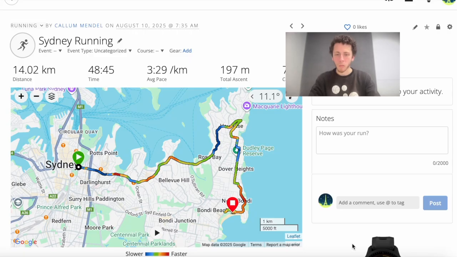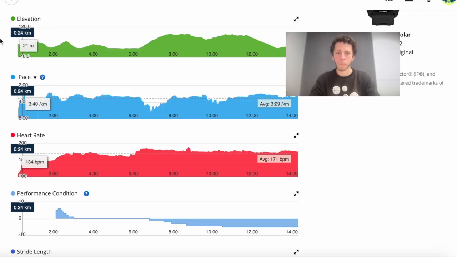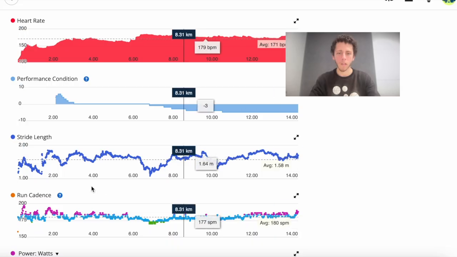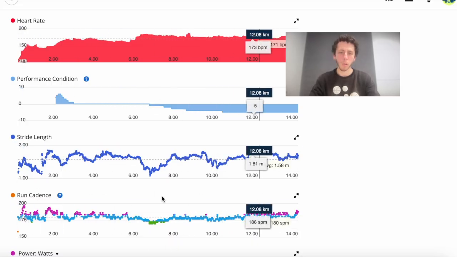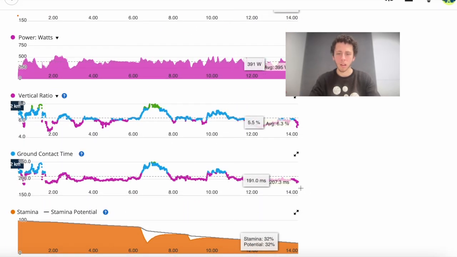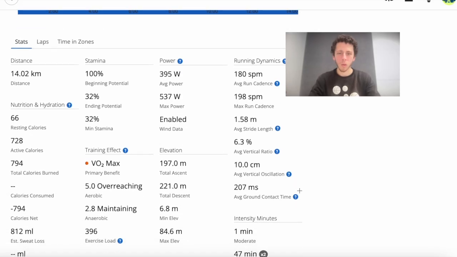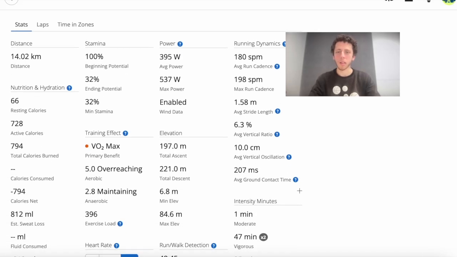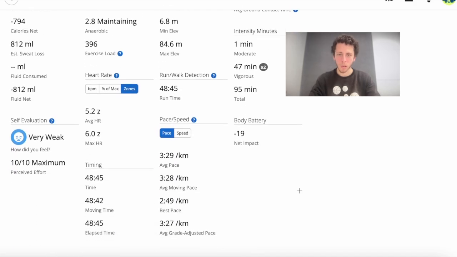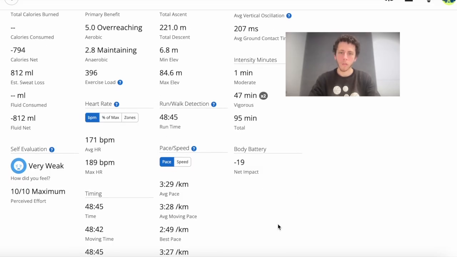And down here you can just see all the graphs of the elevation, the pace, the heart rate, and further down you can see some of the more in-depth stuff with the stride length, power, running cadence, vertical ratio, ground contact time, stamina. So a lot of different things. And so if we look at the statistics here, we can see a lot of different things we can look into. So first of all, let's look at the heart rate and the self-evaluation.